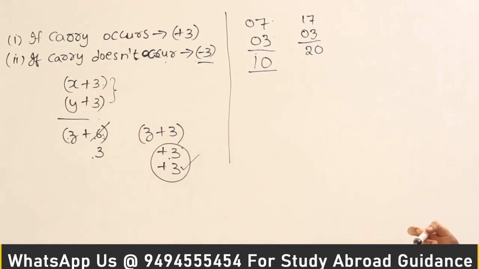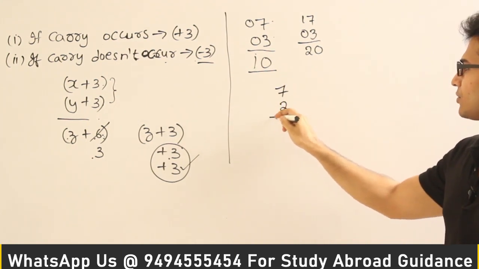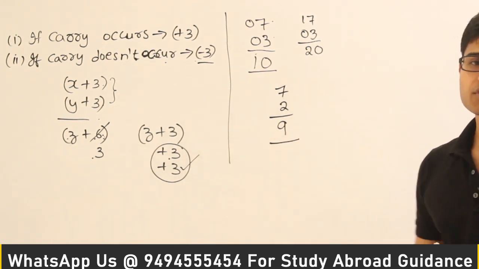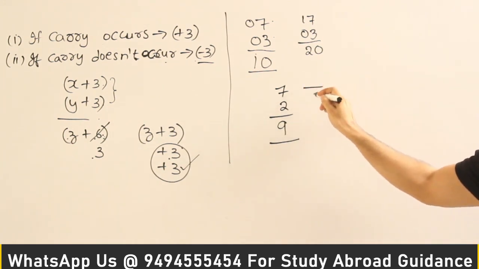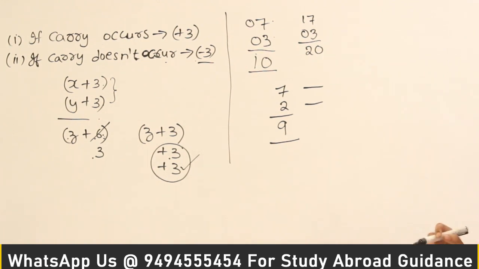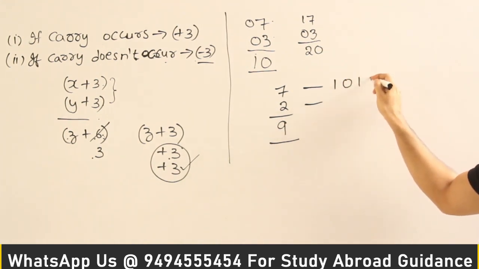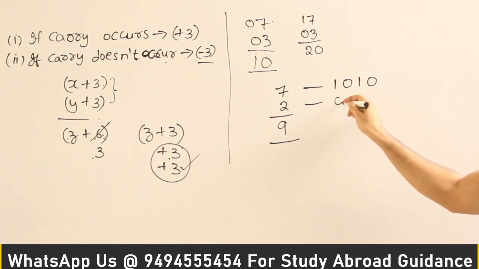Let's see case 2, where carry does not occur. Let's say I want to add 7 and 2. I know that the answer is going to be 9, so the answer has a single digit, therefore we need not have 2 digits. Single digits are enough. Now what is the pattern used to represent 7 in excess 3? 7 is represented using 1 0 1 0. What is the pattern used to represent 2? 2 is represented with 0 1 0 1.